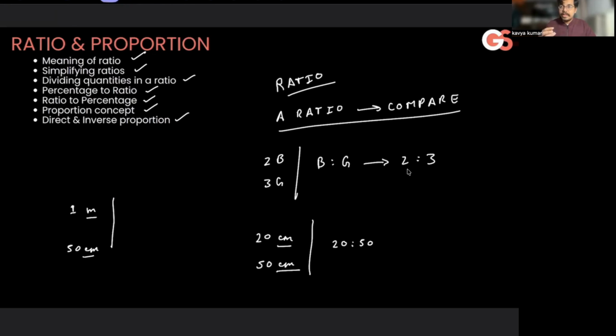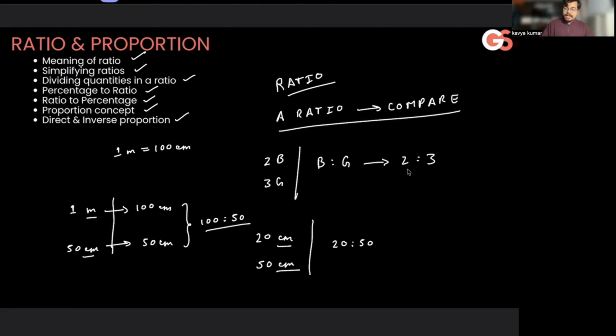So when the units are different, we'll do the first step which is making the units similar. So we know that 1 meter is equal to 100 centimeter. In this case 1 meter will become 100 centimeter, and 50 centimeter as this is already in centimeter so we don't have to change the unit. This will be 50 centimeter, so the final ratio will be 100 is to 50.